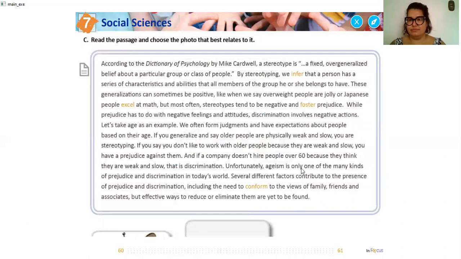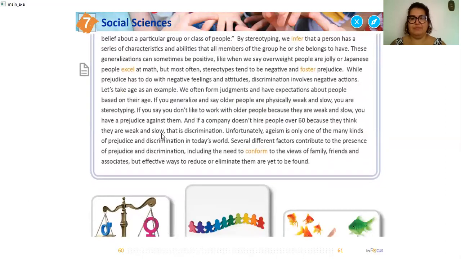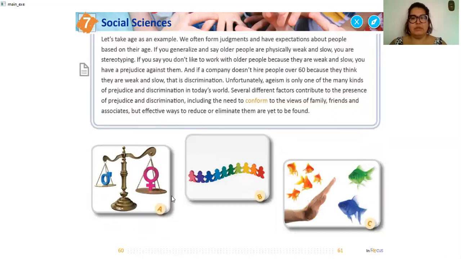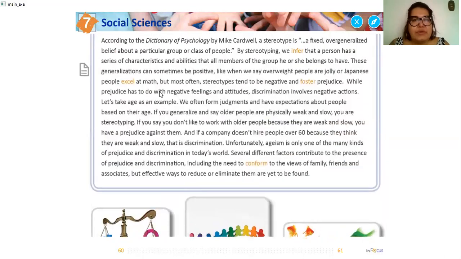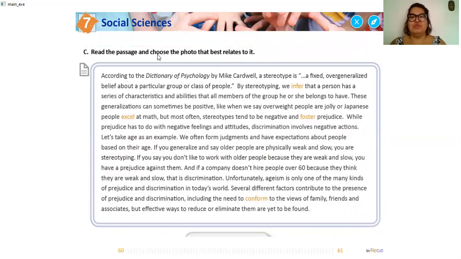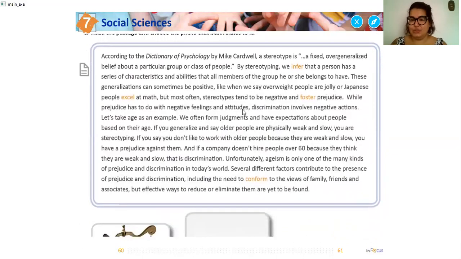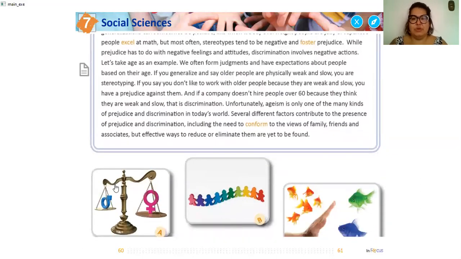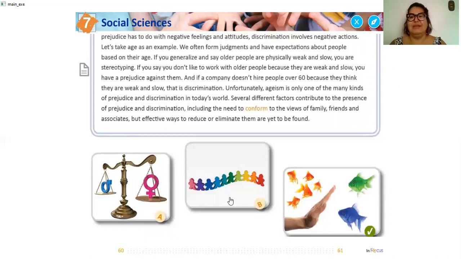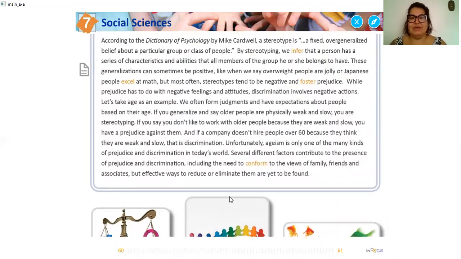Now, I'm sure you read the text properly. You have to choose the photo that best relates to it. So it will be no, no. Very good.